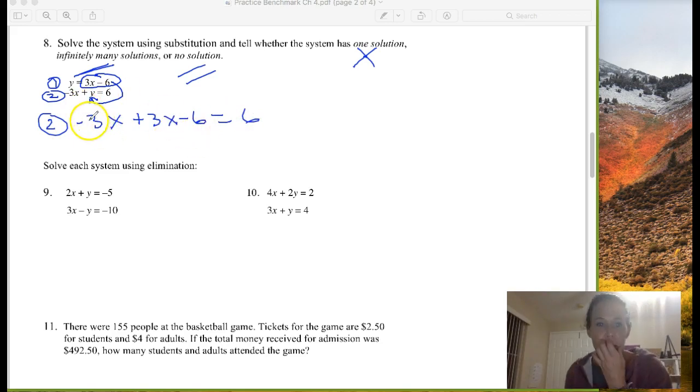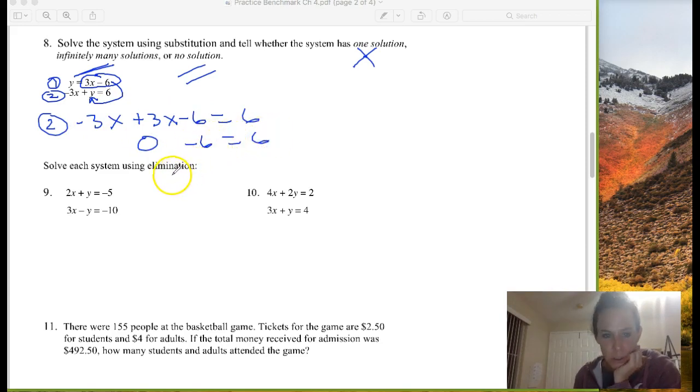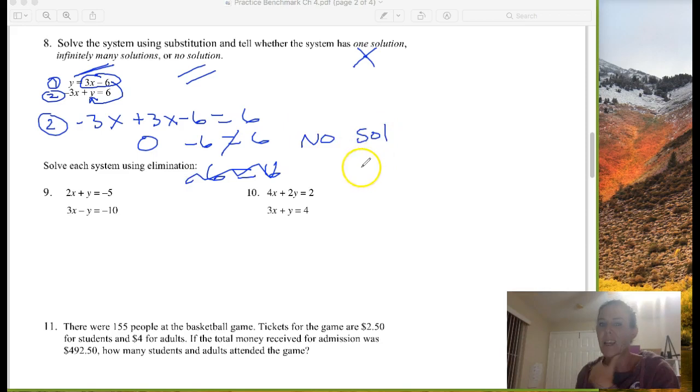Now solve for x. 3x plus x, well, interesting. The x's fall out, and I get negative 6 equals 6. When is this true? Does negative 6 ever equal 6? No. This has no solution, okay? Which means these lines are going to be parallel. When you come up with a contradiction like that, you have no solution. If I came up with 6 equals 6, this would be infinitely many solutions, but that's not what I came up with. That's no solution. That's not true. Negative 6 does not equal 6.